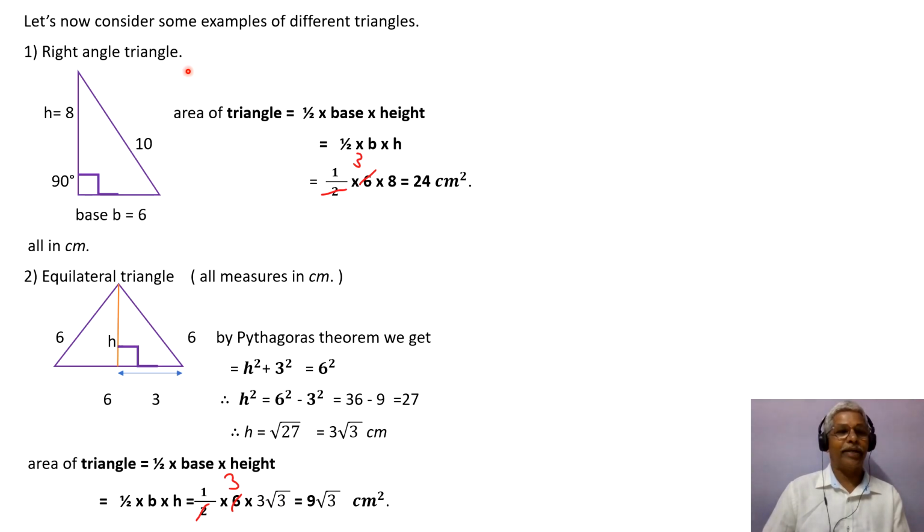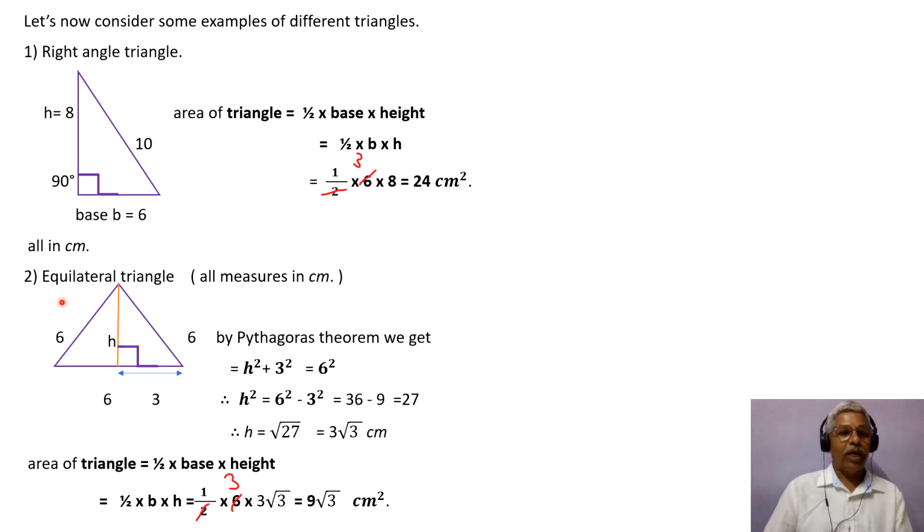First one, a right angle triangle. Look at this triangle. This is a right angle triangle. So height is h, base is 6, hypotenuse is 10, all in centimeters. This is very important. So area of triangle equals half into base into height. This equals half into b into h, or if you substitute the values, 1 upon 2 into 6 into 8. So this goes, and we are left with 24 centimeters square because it's in centimeter.